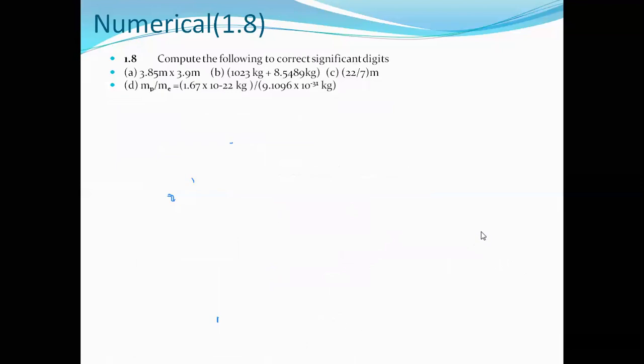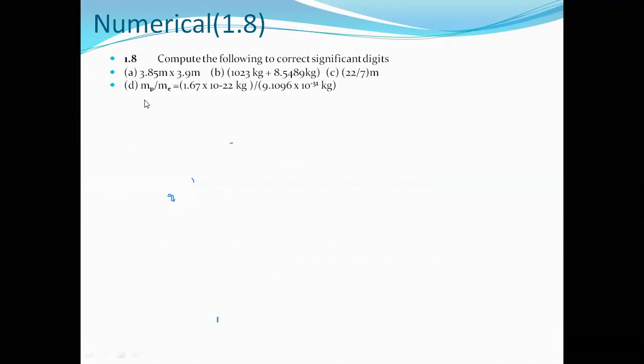Numerical number 1.8. Compute the following to correct significant digits. You have to convert all of these values into significant digits. A part is 3.85 meters into 3.9 meters. B part is 1023 kilograms plus 8.5489 kilograms. And C part is 22/7, which is the value of pi. We have to convert to significant digits.